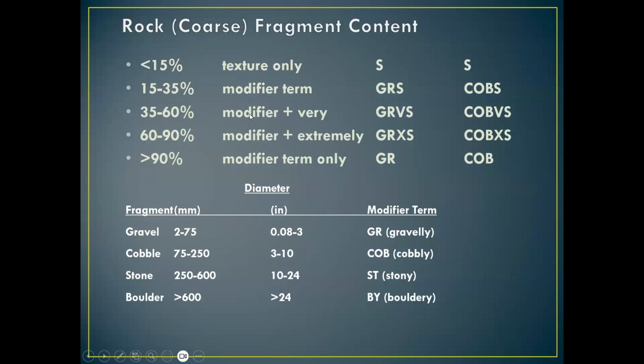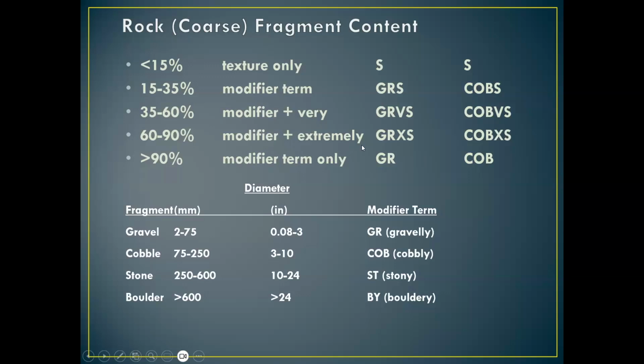35 to 60, you'd have the modifier and very. And they've just changed this, so that you can do it either way. You can say, which I always thought was backwards, gravelly very sand, which doesn't make sense. But now you can actually put the modifier in front. So you can say very gravelly sand, because that's how we speak it, but that's not how they abbreviate it. But now they're allowing the abbreviation to put very in front. I should probably fix this slide to reflect that.